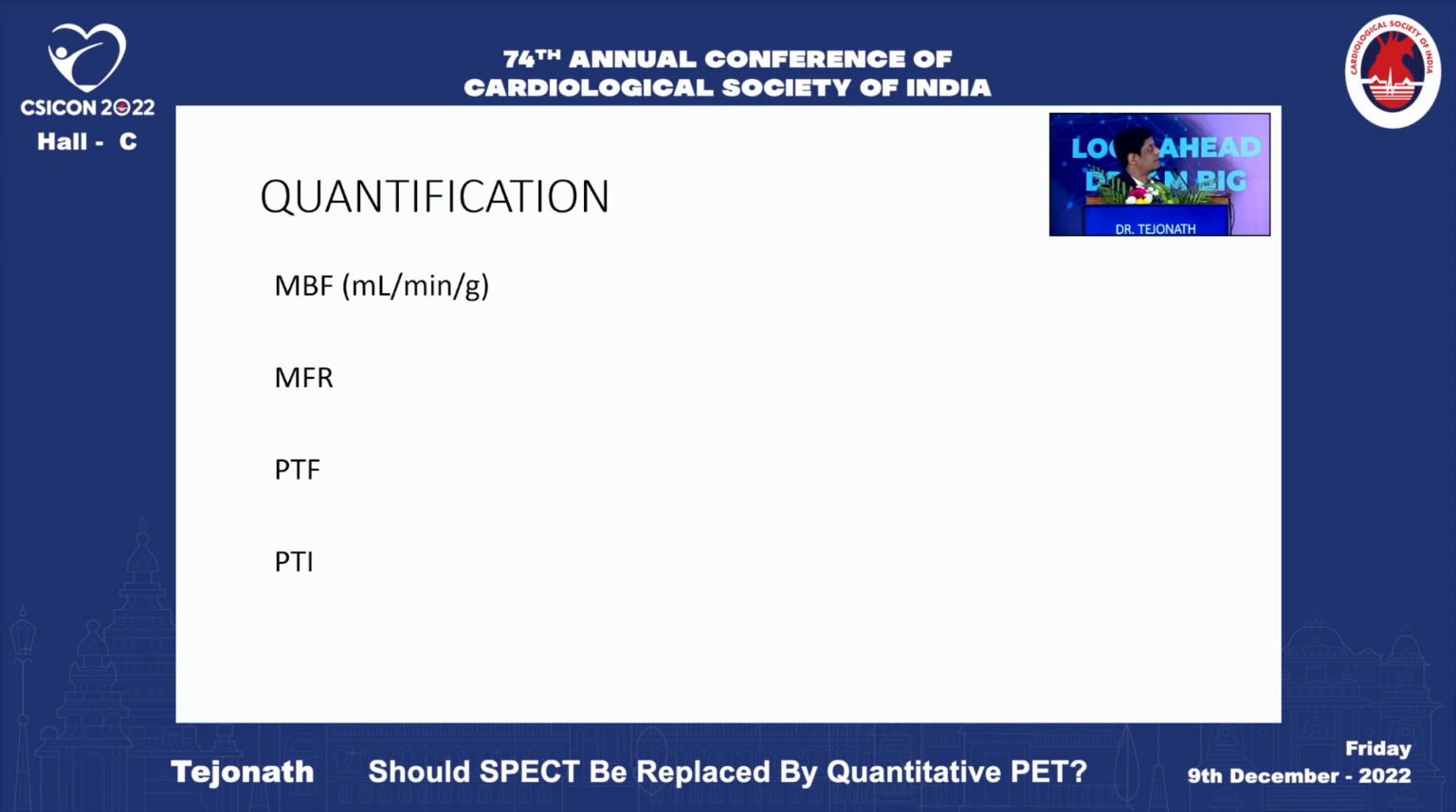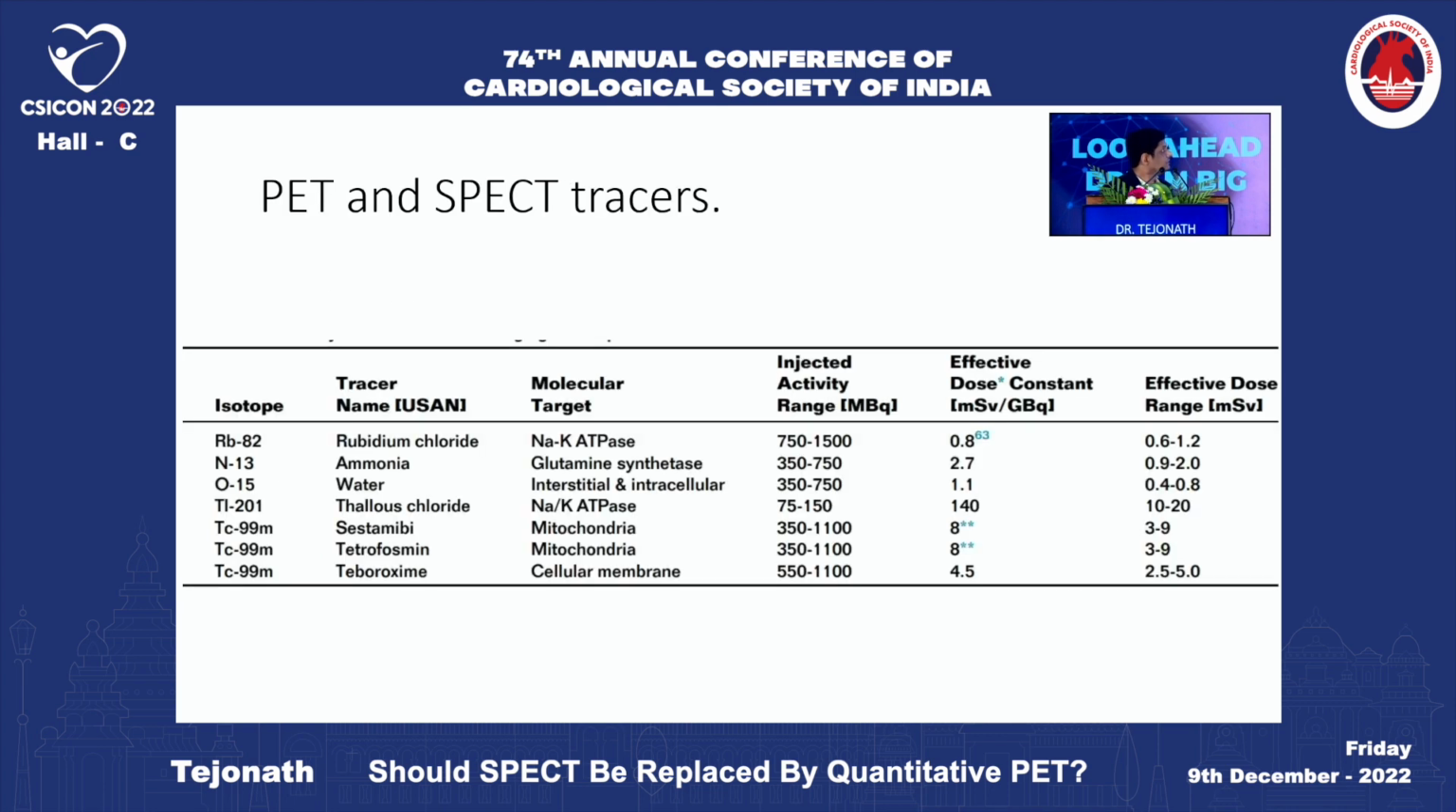So what are the quantification parameters we like? It is myocardial blood flow or myocardial flow reserve, the tissue perfusion, the perfusion tissue fraction, and perfusion tissue index. All these parameters can be studied with quantitative PET.